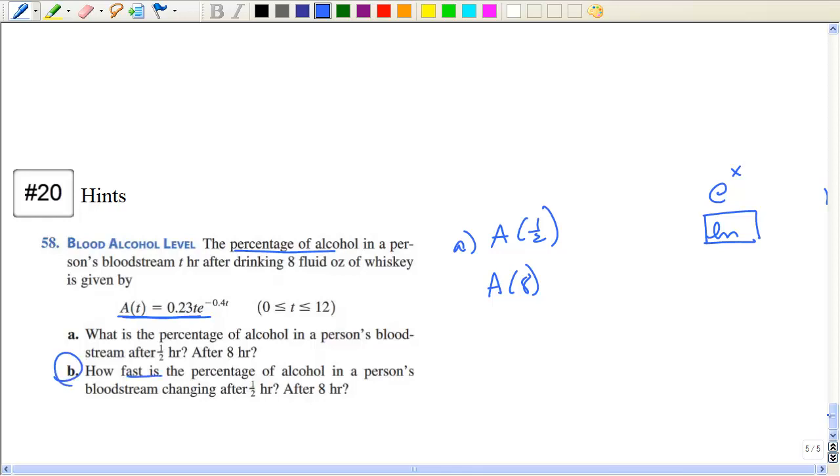Now part B, how fast is the percentage of alcohol in a person's bloodstream changing? So part B, you're going to have to find the derivative first, and then you're going to have to evaluate that derivative at 1/2 and at 8. And again, you will definitely need a calculator.